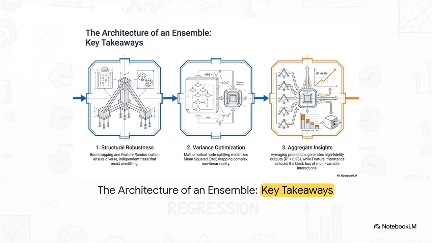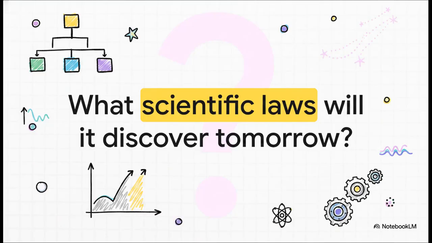First, we achieve structural robustness through the data diversity of bootstrapping and feature randomization. Second, we got variance optimization through that mathematically ruthless MSE node splitting. And third, through ensemble averaging, we generated high-fidelity aggregate insights that finally unlocked the black box of multivariable interactions. Because random forests transform mere predictive accuracy into true, verifiable scientific interpretability, it leaves us with a pretty profound realization.